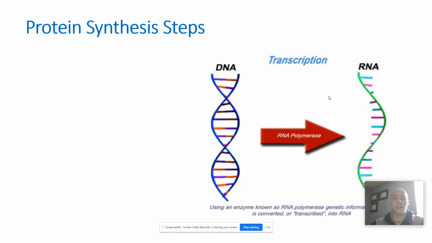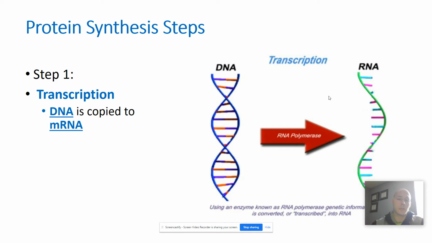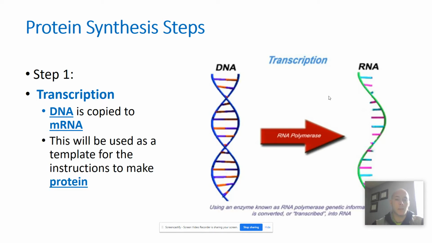So protein synthesis steps. Our first one is our transcription. Now, again, transcription, DNA and RNA speak the same language. They speak the nucleic acid language. So we don't need to translate anything. It's just going from one nucleic acid to another nucleic acid. We're writing down, we're scribing or scripting the message. So DNA is copied to mRNA.